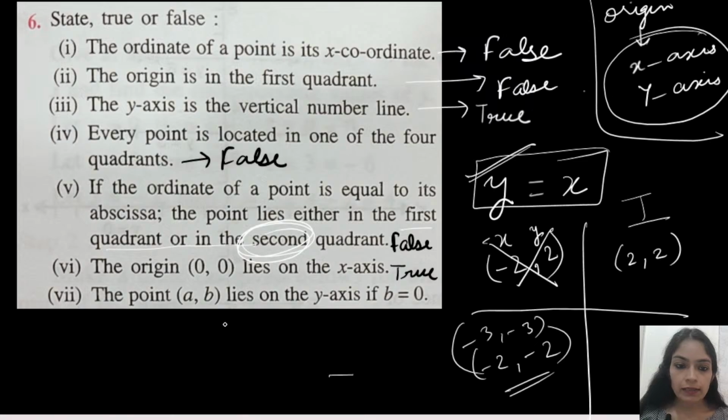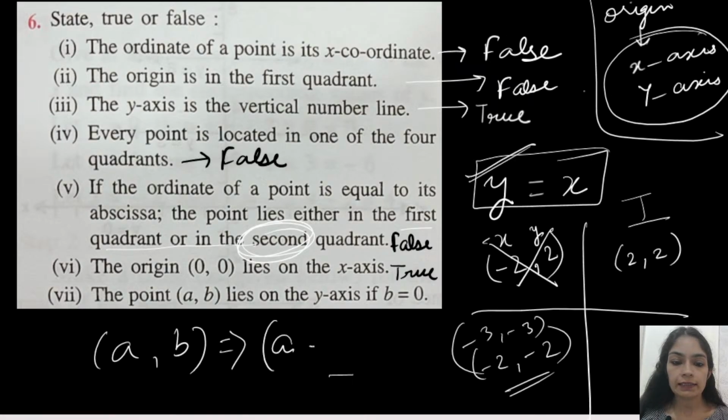Let's discuss the seventh one. The point (A, B) lies on the y-axis if B is equal to 0. So we have (A, B), and here they are telling if B is equal to 0. See, if B is equal to 0, the point looks like this: (A, 0). Do you think this point will lie on the y-axis?